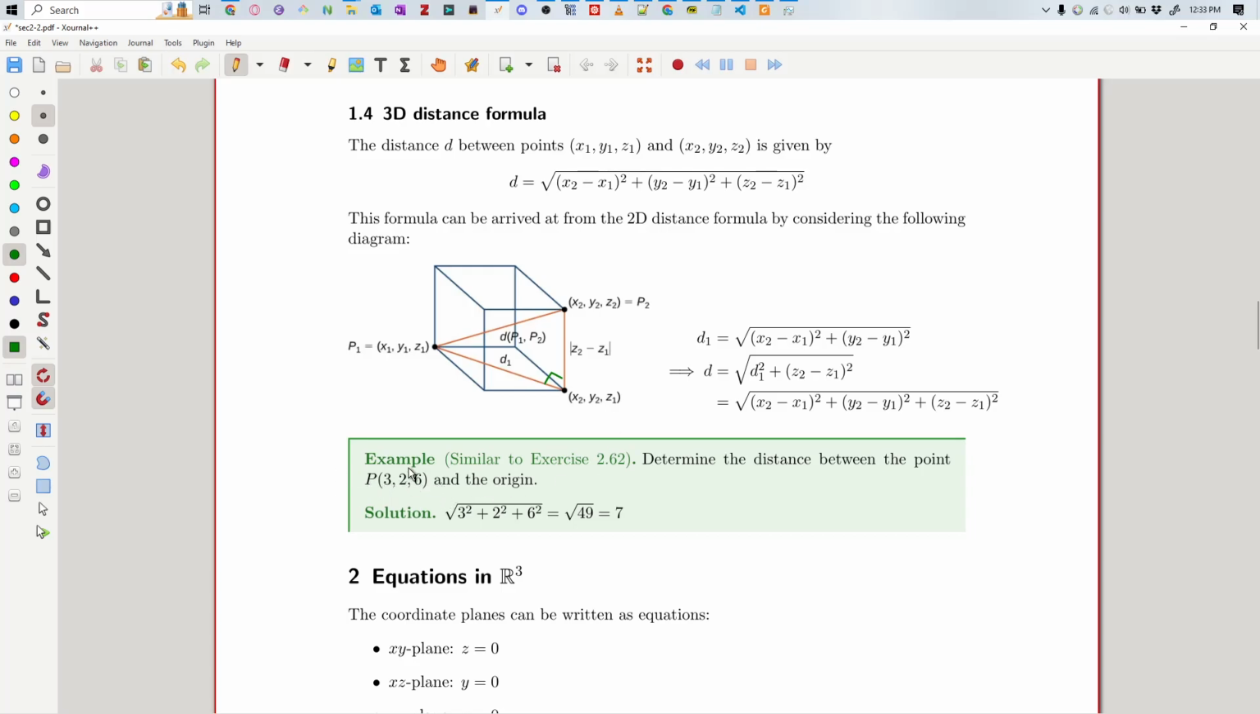And then below that, I have an example computation. So this is similar to one of your homework problems. You have to determine the distance between a given point and the origin. Well, really, it can be just between any 2 points. The origin is a rather nice point to work with because it just makes everything 0. So you would just set x1, y1, z1 to be 0. So these three terms all become 0, and you end up just squaring the components of the other point. So 3 squared plus 2 squared plus 6 squared, you go ahead and compute that, and you'll get 7.